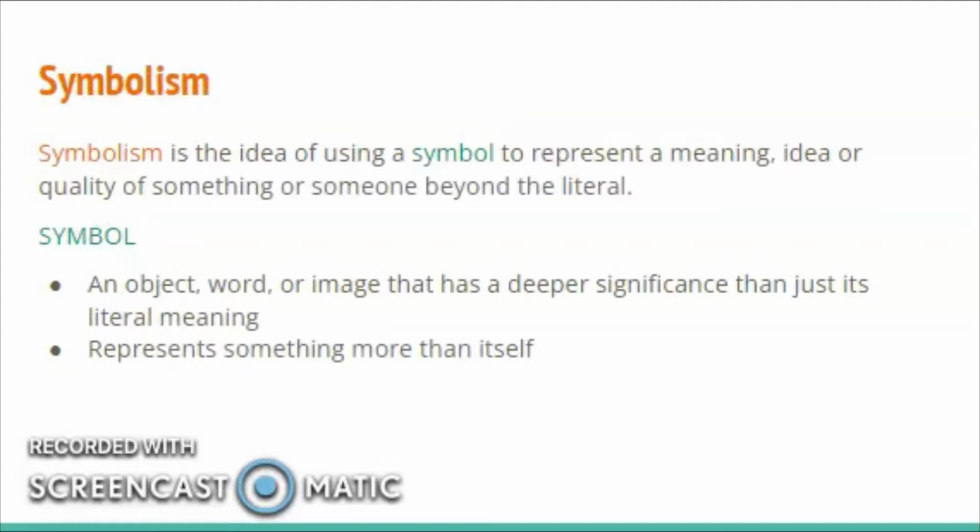All right, the first one I want to hit on because it's extremely important is symbolism. Symbolism is what we're going to really be diving into as we analyze Hills Like White Elephants. It's an idea in which an author uses a symbol to represent a meaning, idea, or quality of something or someone beyond the literal. So, like I said, Hills Like White Elephants is full of symbols that we will talk about more. A symbol is an object, word, or image that has a deeper significance than just its literal meaning. It represents something more than itself.